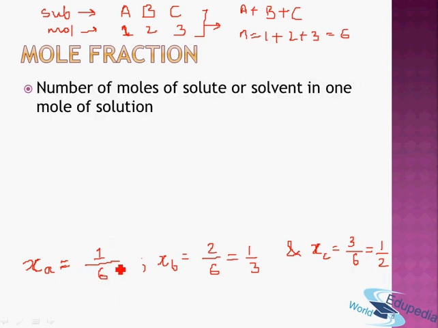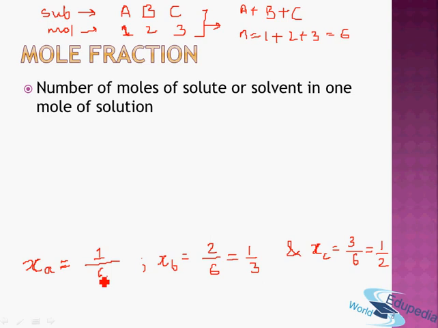So in words, it is the number of moles of solute or solvent, alright, doesn't matter, in 1 mole of solution. So what does mole fraction represent? It represents moles of solute in 1 mole of solution. For example, XA is equal to 1 by 6. So this is what this represents, that if my total solution had 6 moles, then out of those 6 moles, 1 mole will be of A. Okay, the rest 5 moles will belong to some other substance, which in this case is B and C.